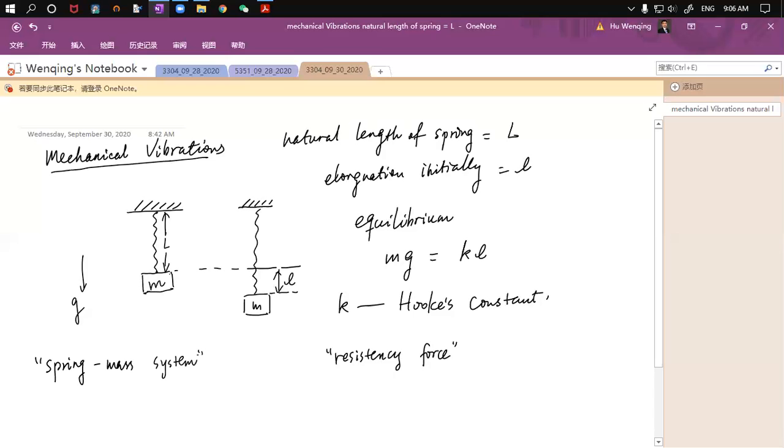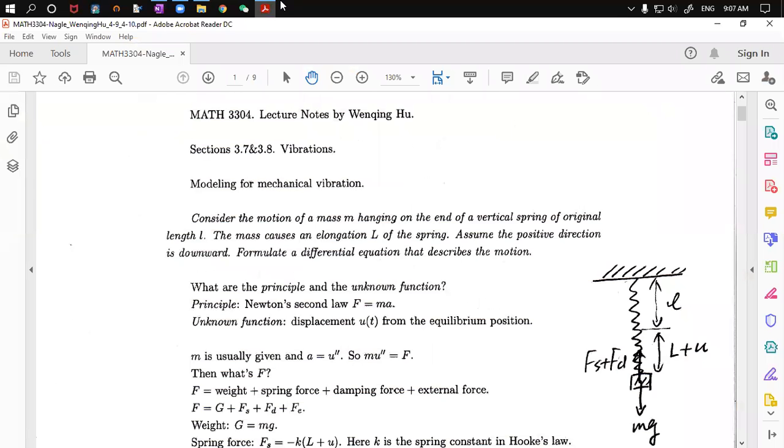So that's kind of the issue about the original vibration system. How does the vibration come up? Here we're going to consider the following problem: the motion of a mass m hanging on the end of a vertical spring of the original length small l.